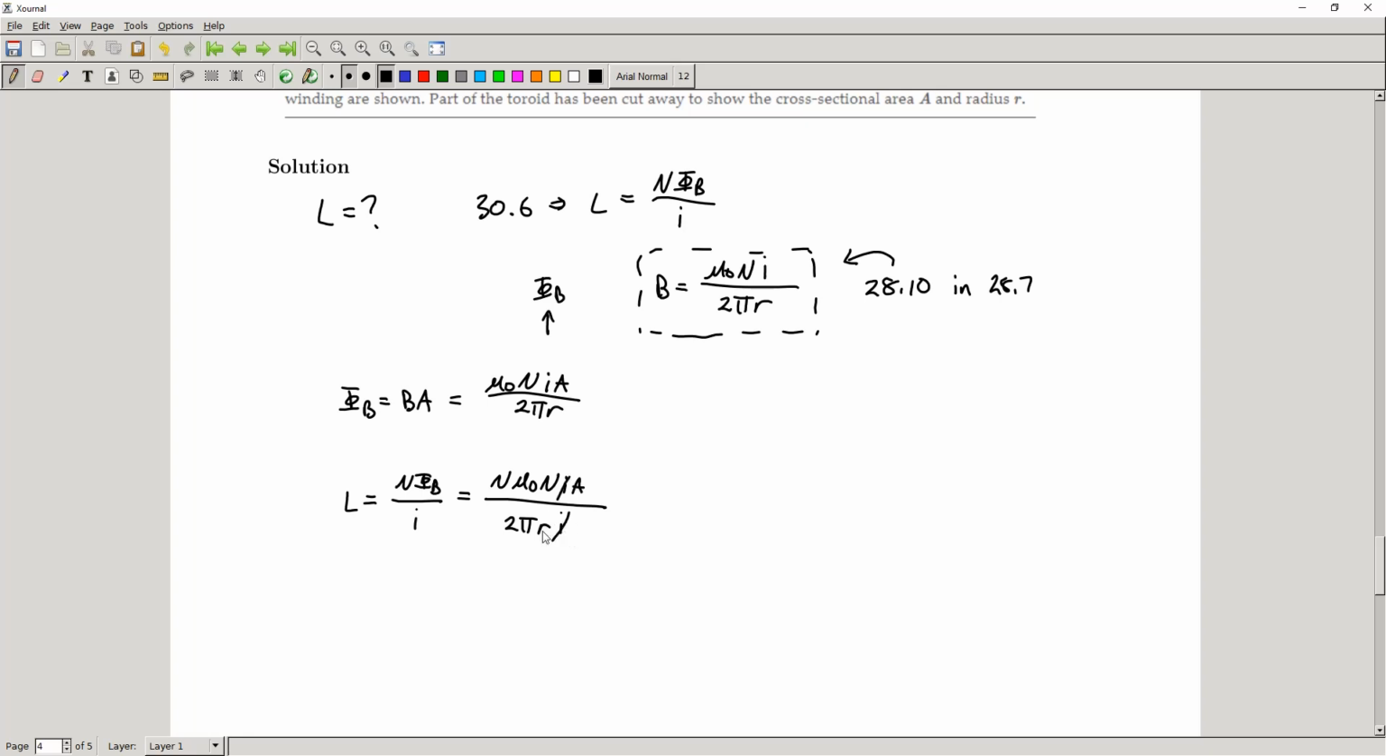These i's will cancel. We can collect up these N's, and so we're going to end up with an L that's equal to mu naught N squared A over 2 pi r, like that.